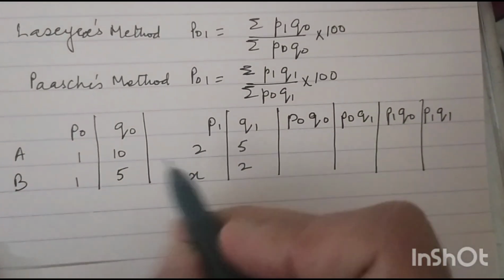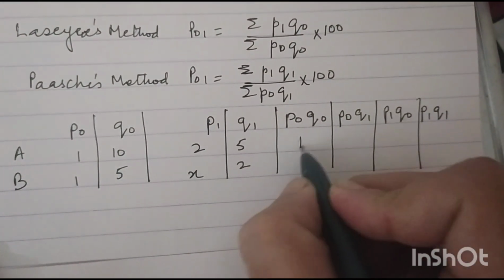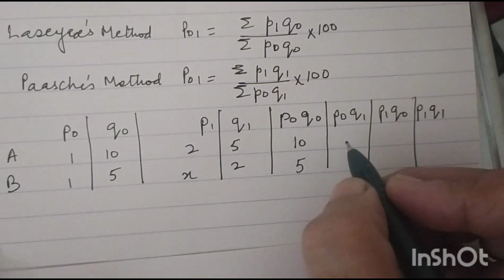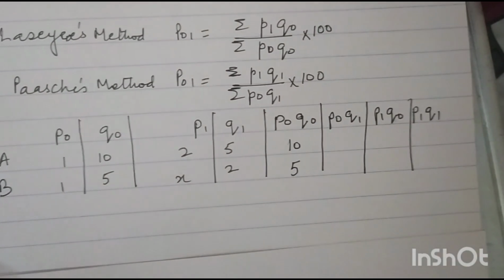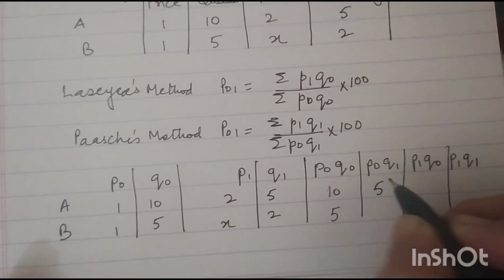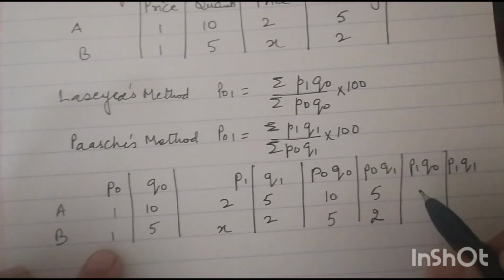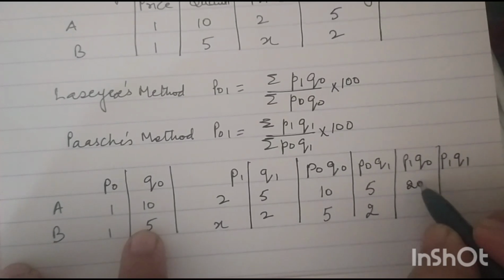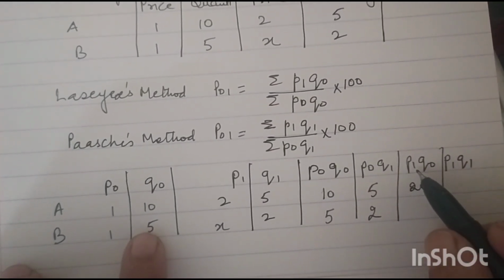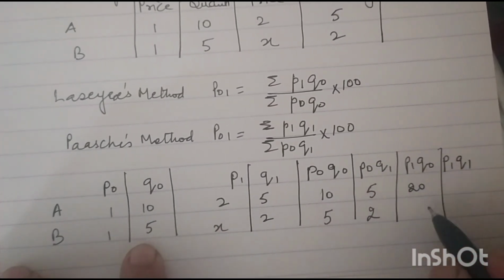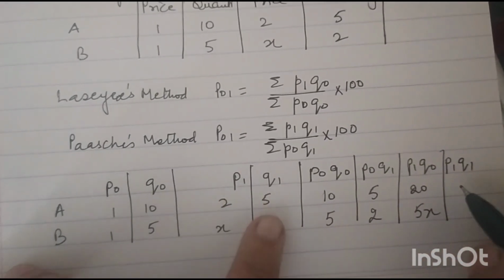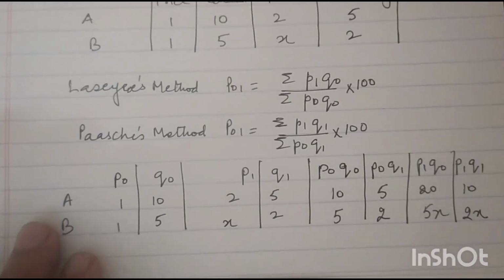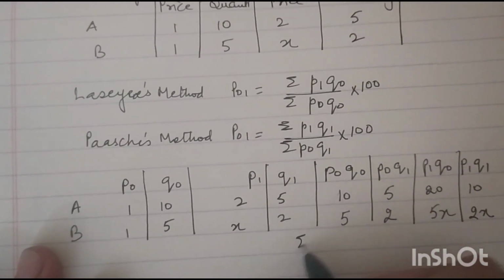So P0 Q0 is 10, 5, P0 Q1 is 5, 2, P1 Q0 is 20, 5x, P1 Q1 is 10 and 2x. So let us find the sum also.